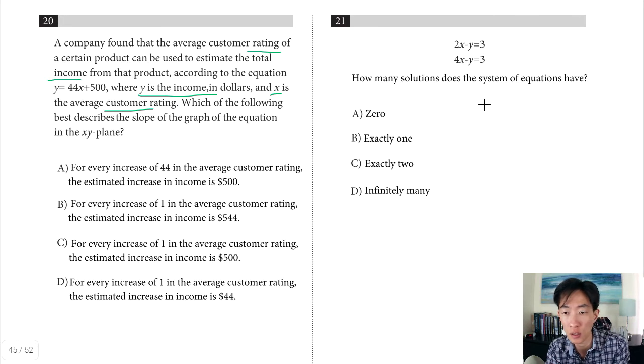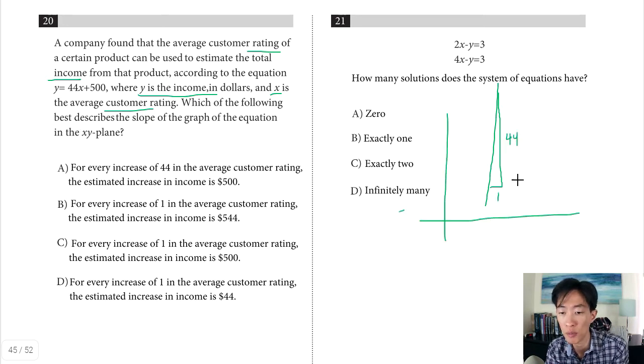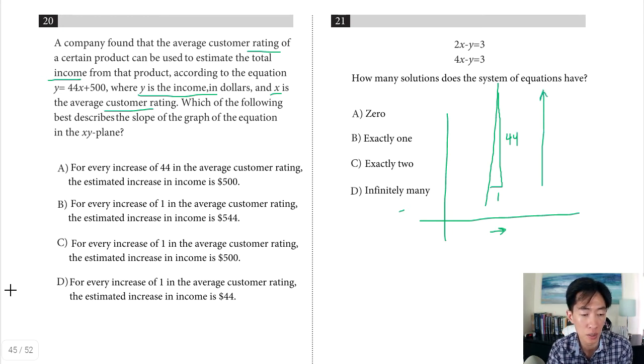So visually, what this means is that we're looking at a very steep line, where if you were to draw the slope, which is rise over run, your rise would be 44, your run would be 1. So what that means is that every time your customer rating goes up by 1, your average income is going to go up by 44. And if you look at the choices, the only one that makes sense is choice D.